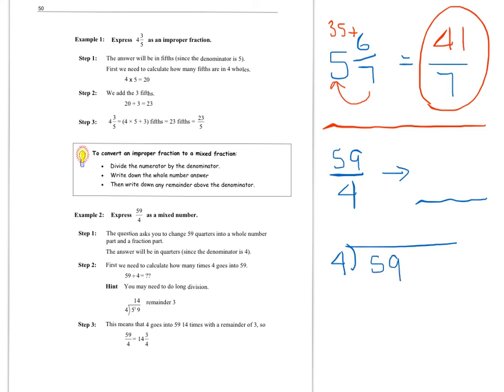So 4 goes into 5 once with 1 left over. 4 goes into 19 4 times with 3 remaining. So your mixed number is 14 with 3/4 remaining.